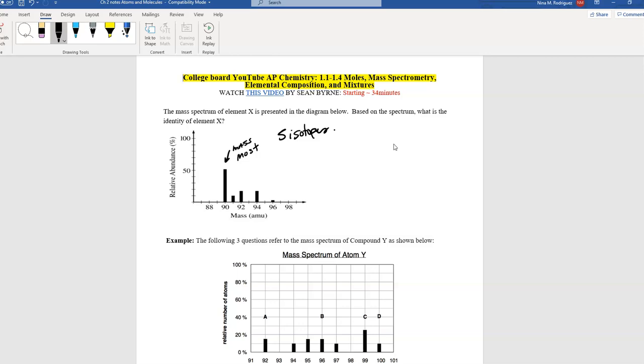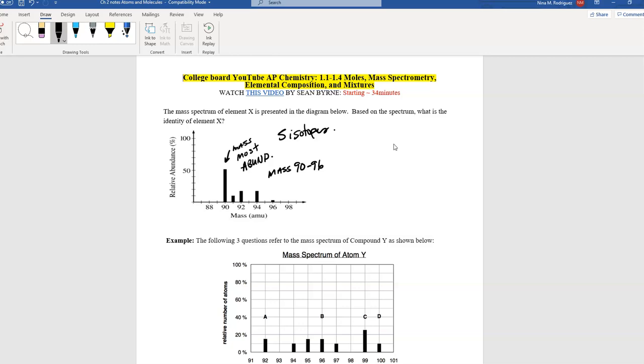So being this mass of 90 is the most abundant, if you look at your periodic table, we try to find the element that has a mass that's very close to 90. But you also see that I have isotopes from 90, I have a range between 90 to 96.